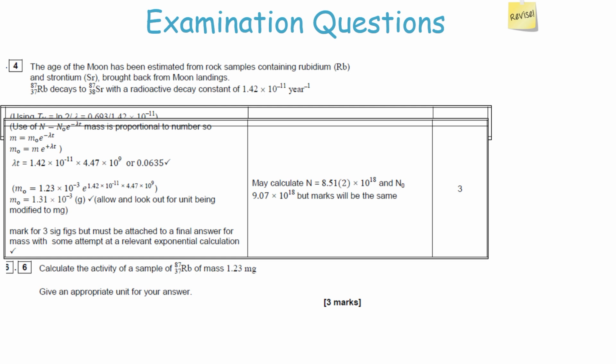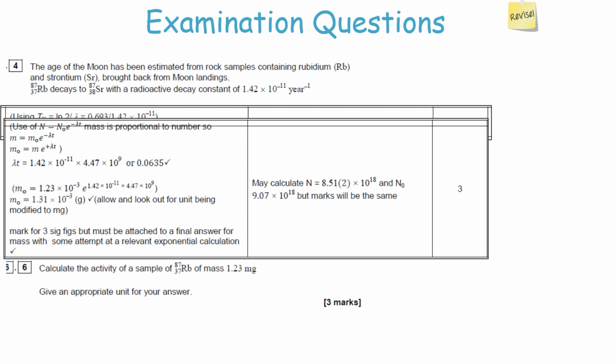So therefore we can work out lambda t. We know lambda to be 1.42 times 10 to the minus 11. We then multiply that by the number of years, which is 4.47 times 10 to the 9. Remember, we don't have to change units because they're both in years. So therefore we can work out what m0 is going to be by saying it's a value of m, which we know to be 1.23 times 10 to the minus 3, times by e to the power of 1.42 times 10 to the minus 11 times by 4.47 times 10 to the 9, which comes out to be 1.31 times 10 to the minus 3 grams.